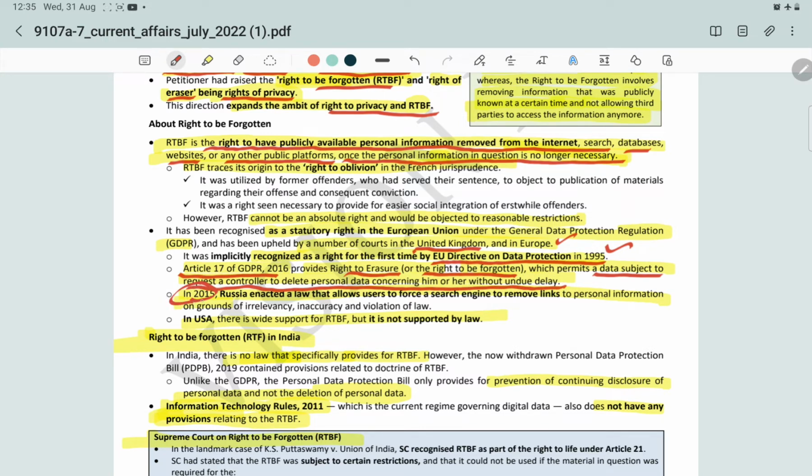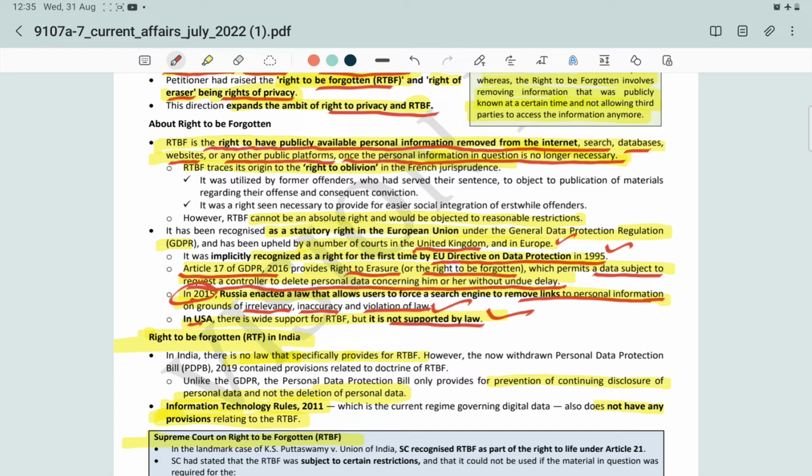In 2015, Russia enacted a law that allows users to force a search engine to remove links to personal information on grounds of irrelevancy, inaccuracy and violation of law. In the USA, there is wide support for the right to be forgotten, but it is not supported by any law. And what is the status of the right to be forgotten in India?